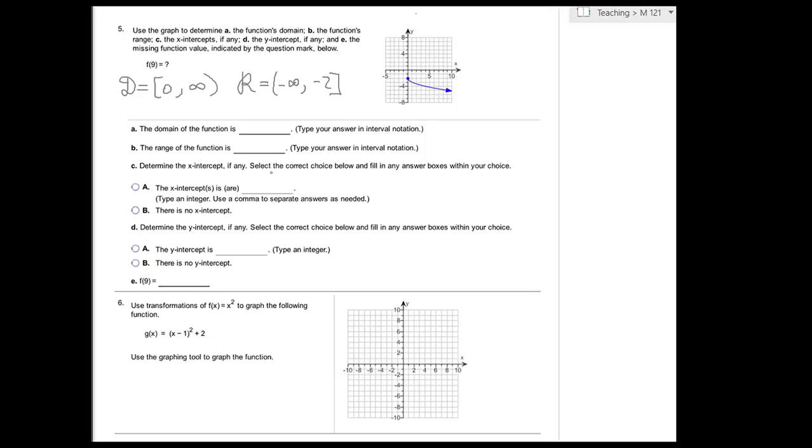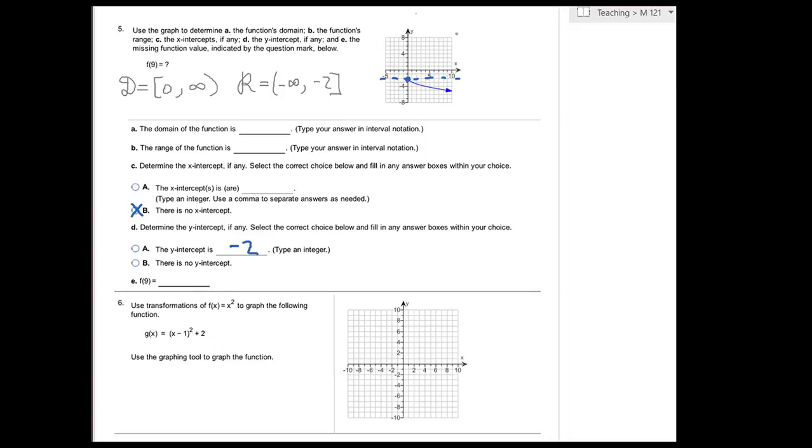Determine the x-intercepts, if any. So where's this going to intersect the x-axis? Well, it's at negative 2, right? That's its maximum, and then it goes down. So the highest it hits is right here at negative 2. So there is no x-intercept. What about the y-intercept? That's right here at 0, negative 2. So the y-intercept is negative 2.